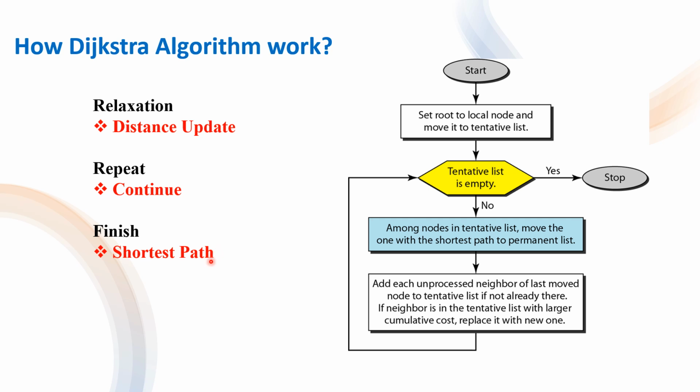Once the algorithm finishes, the table or array will contain the shortest distance from the source node to every other node in the graph. You can also reconstruct the shortest path by backtracking from each node to the source node using recorded predecessors.